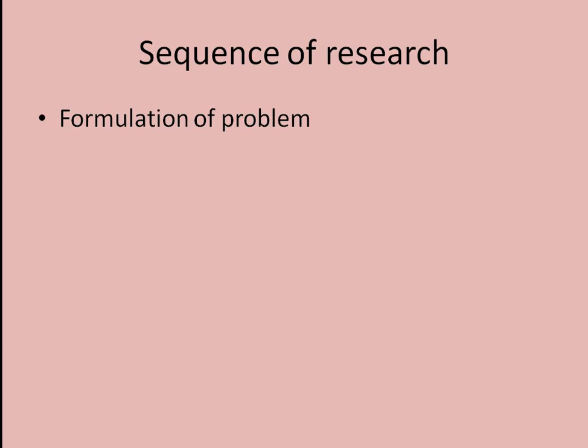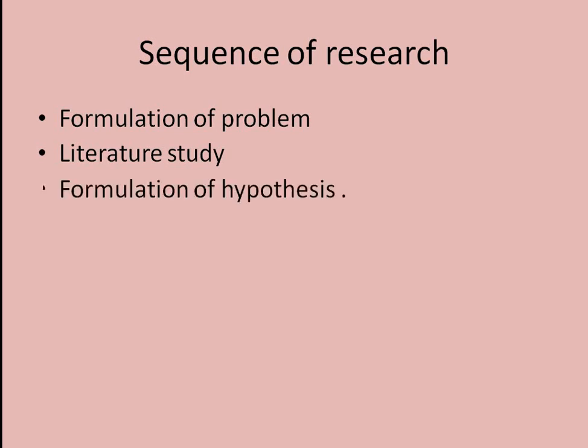Formulation of problem. The first step in research is that there should be a proper selection and understanding of the particular subject matter. Then literature study. The scholar or researcher has to carry out a thorough study of literature, then formulation of hypotheses. A hypothesis is an assumption about various aspects of the problem of the research topic. Hypothesis is also used to determine the validity of the assumption.